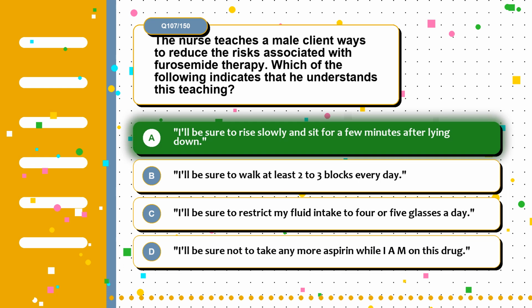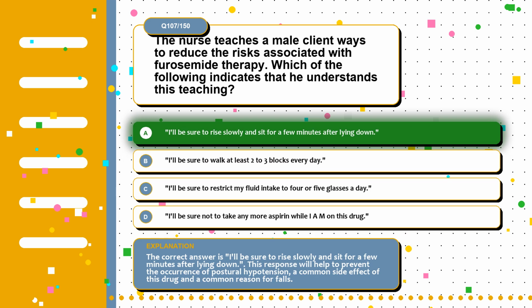The correct answer is option A. I'll be sure to rise slowly and sit for a few minutes after lying down. This response will help to prevent the occurrence of postural hypotension, a common side effect of this drug and a common reason for falls.